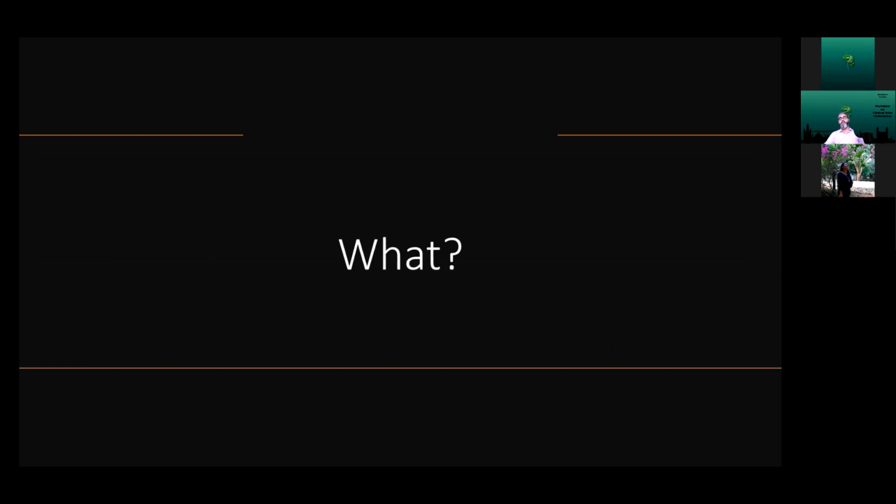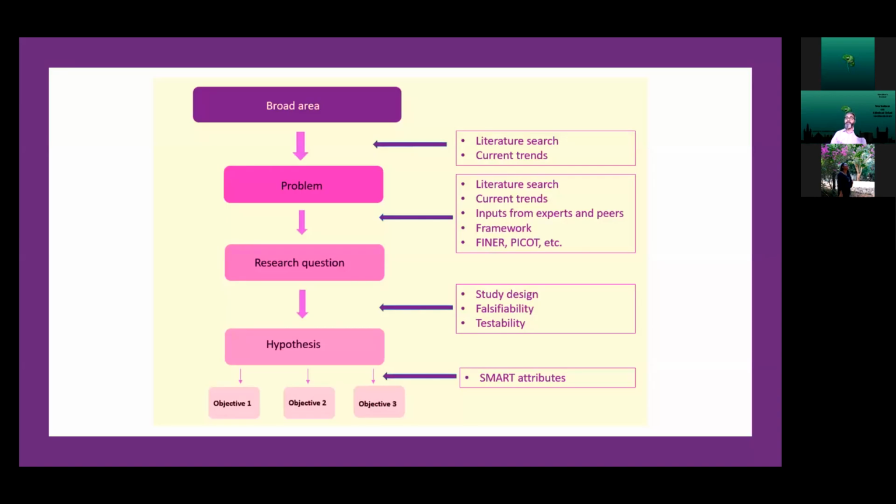So let's start with what we are talking about in terms of research question and framing objectives. Now, this is how we do research. Generally, we have a big, broad area in which we are interested. For example, if somebody is interested in diabetes, they start researching its various aspects. Then through literature search and current trends, we find out that this is a particular problem area.